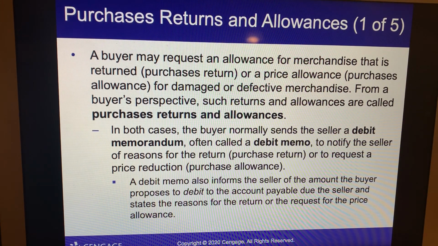Purchase returns and allowances. A buyer may request an allowance for merchandise that is returned, or a price allowance for damaged or defective merchandise. From a buyer's perspective, such returns and allowances are called purchase returns and allowances. In both cases, the buyer normally sends the seller a debit memorandum, often called a debit memo, to inform the seller of the reasons for the return or to request a price reduction. A debit memo also informs the seller of the amount the buyer proposes to debit to the accounts payable due to the seller and states the reasons for the return or the request for the price allowance.